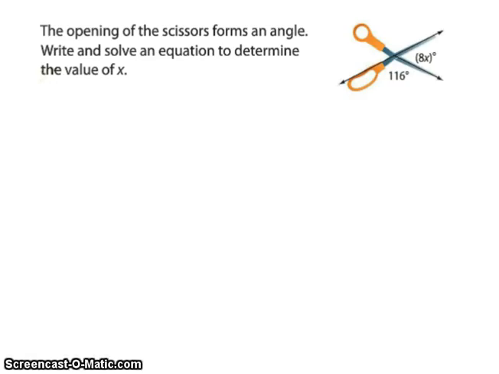Alright, this is your last example. It says the opening of the scissors forms an angle. Write and solve an equation to determine the value of x. So this is one that we haven't done in class, and that's why I wanted to do this one with you. So this has a straight line here. All straight lines are equal to 180, so keep that in mind.